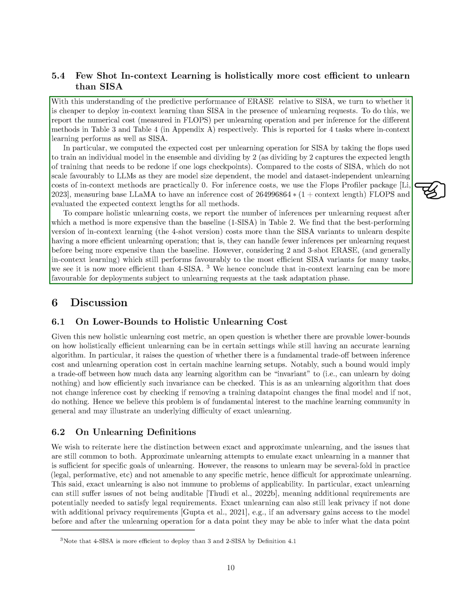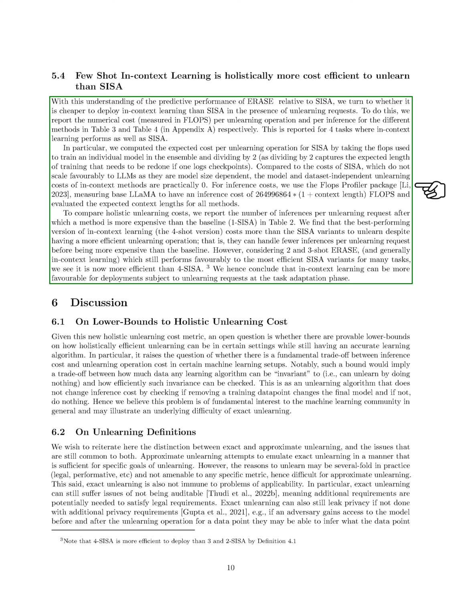Finally, we looked at the overall cost of deploying in-context learning versus SISA when it comes to unlearning requests. We measured the cost in terms of FLOPs, floating point operations, for both unlearning operations and inference. Our analysis revealed that the unlearning costs for in-context methods are practically zero, making them more appealing for models that need to be frequently updated or corrected.